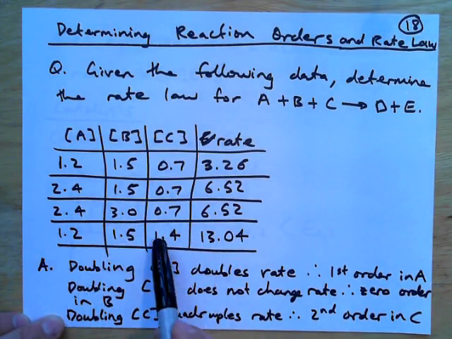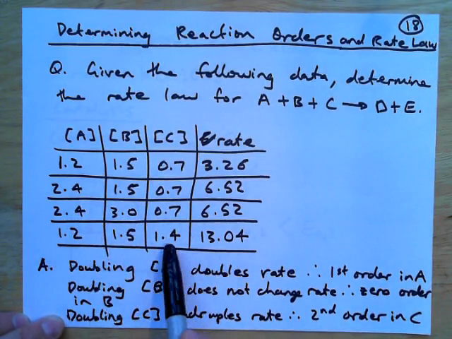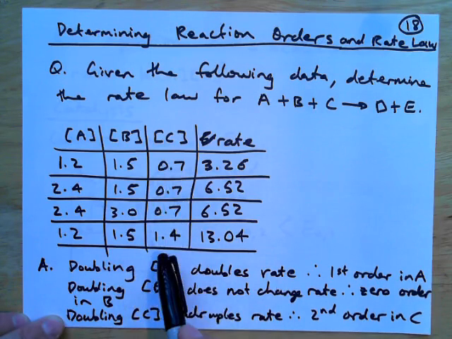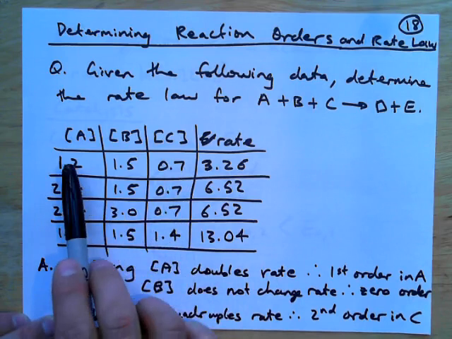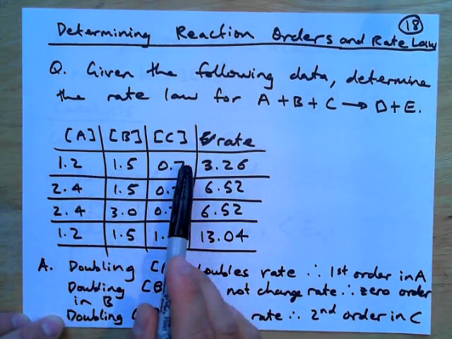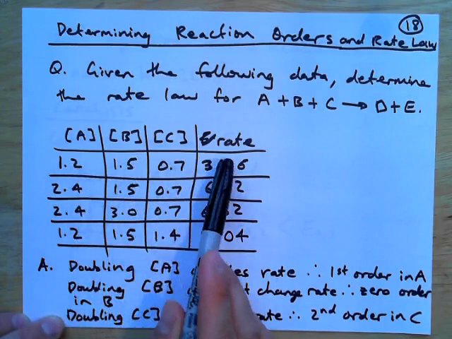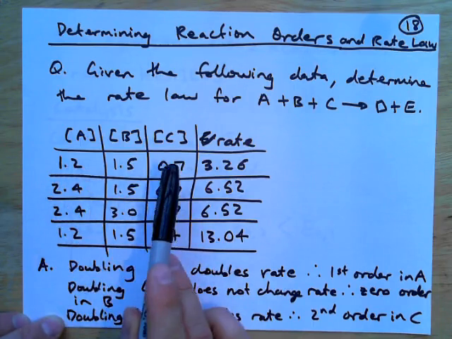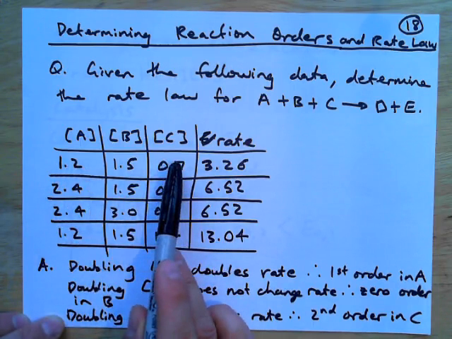So we need to compare this row with the 1.4 in it, because that's where C has changed, to some other row where B is the same and A is the same. So these two values are the same in the first row, 1.2 and 1.5 are the same, and so I can compare this rate to this one, because all that's happened from this row to this row is a doubling of C. So I look at the effect in isolation.